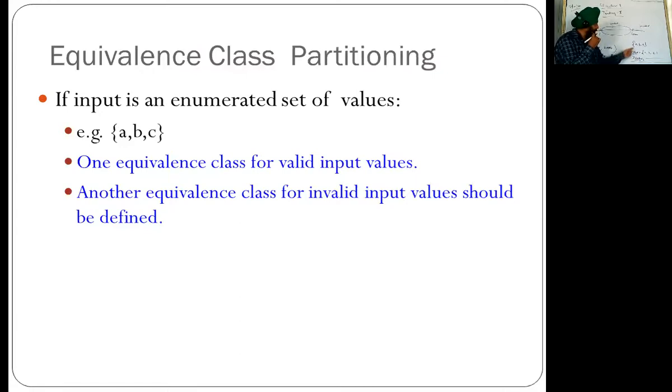So in this case, there will be only two classes. One with the set A, B, C and another with the set of all the values except A, B, C. But in the earlier case, there were three classes. One was valid and two were invalid: one invalid greater than 5,000, another invalid less than 1, and one valid between 1 and 5,000. Next one.